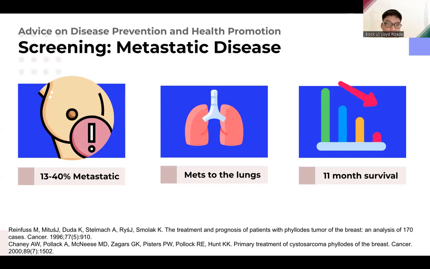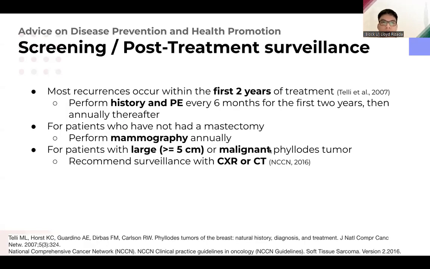So with these data that we could advise for a patient, what else can we recommend for her screening? The next slide would show some suggestions for our patient. So here are some recommendations. First, most recurrences occur within the first 2 years of treatment. Therefore, we could perform history and physical examination every 6 months for the first 2 years, then annually afterwards. So for other patients where a mastectomy is not yet done, mammography could be done every year.